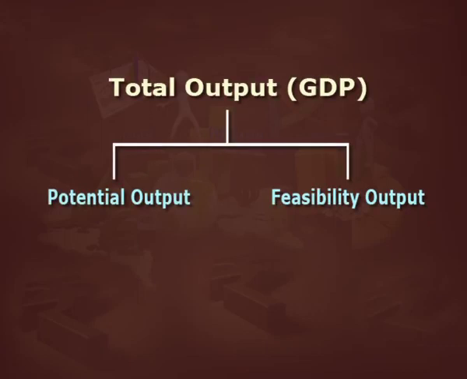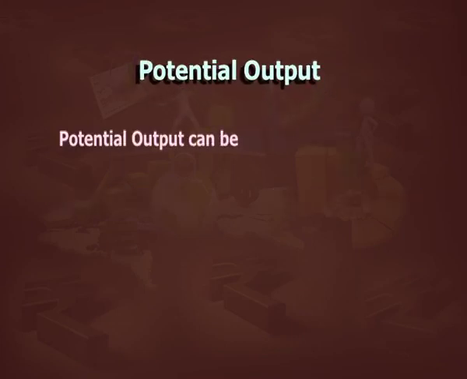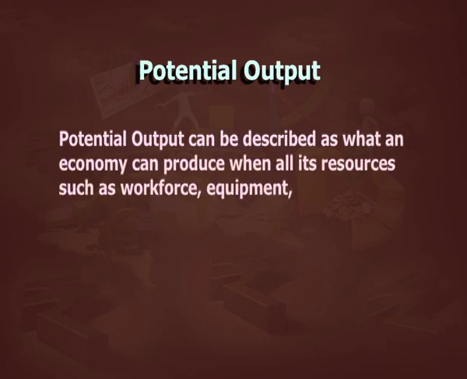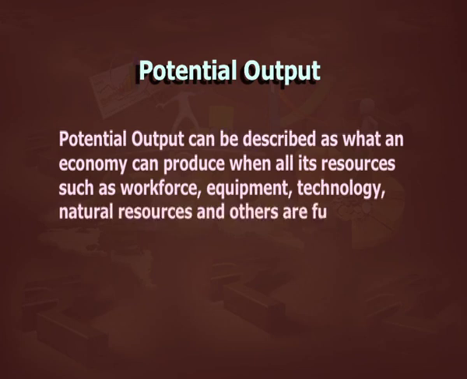Growth, as we have understood, is an increase in the total output of the economy for a given period of time. Output is bifurcated into two main types, that is, potential output and feasible output. Potential output can be described as what an economy can produce when all its resources such as workforce, equipment, technology, natural resources and others are fully utilized. Thus, potential output is an expected rate of growth in an economy within a given period of time.